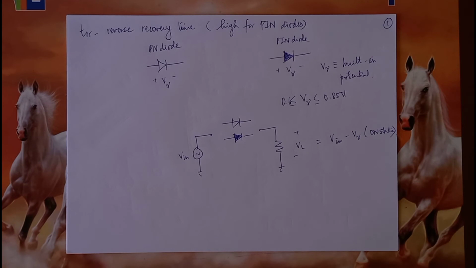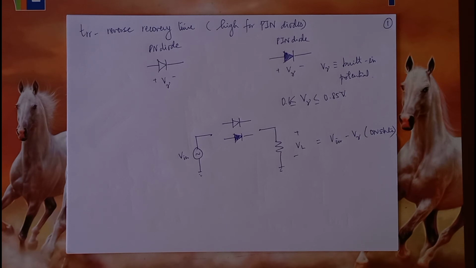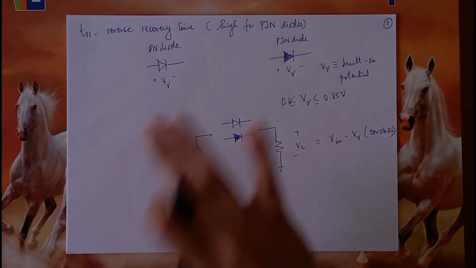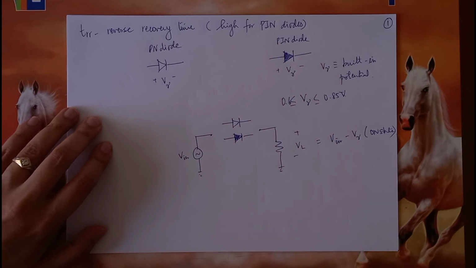So therefore, if you want to use the diode to respond to weak signals, then neither the PN diode nor the PIN diode are good candidates. So to avoid this drawback, if you are looking for a diode with lower built-in potential, what can you do?